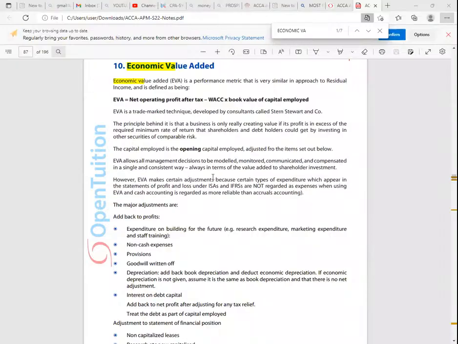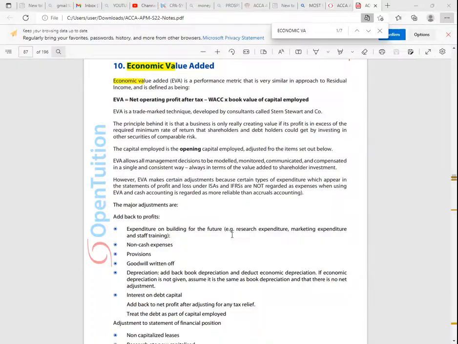However, EVA makes certain adjustments because certain types of expenditures which appear in the statements of profit and loss under IAS, the International Accounting Standards, and IFRS, the International Financial Reporting Standards, are not regarded as expenses when using EVA. And cash accounting is regarded as more reliable than accruals accounting. It becomes a bit complicated, but we'll be able to understand this. The major adjustments are like this: add back to profits expenditure on building for the future, e.g. research expenditure, marketing expenditure, and staff training.